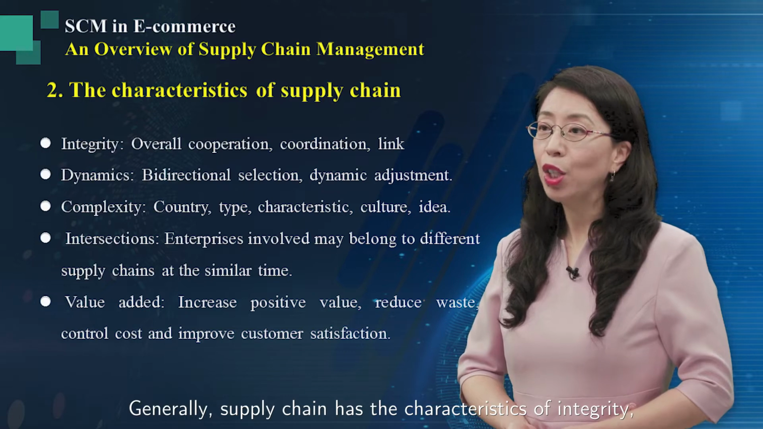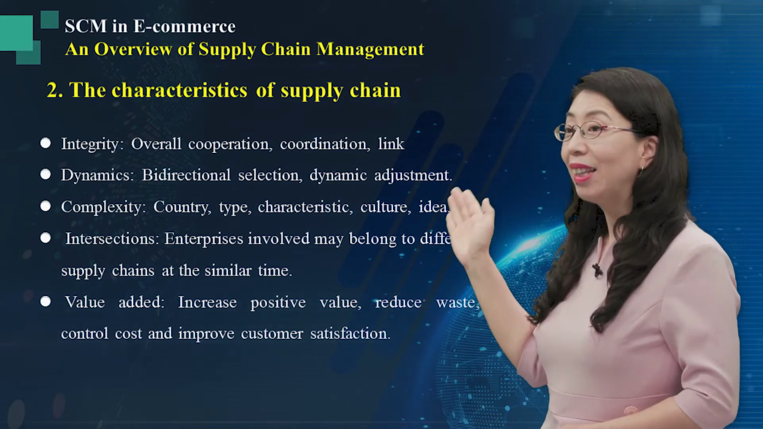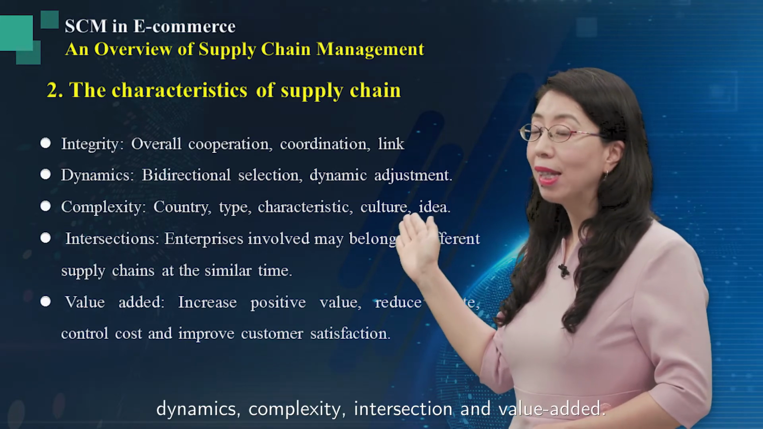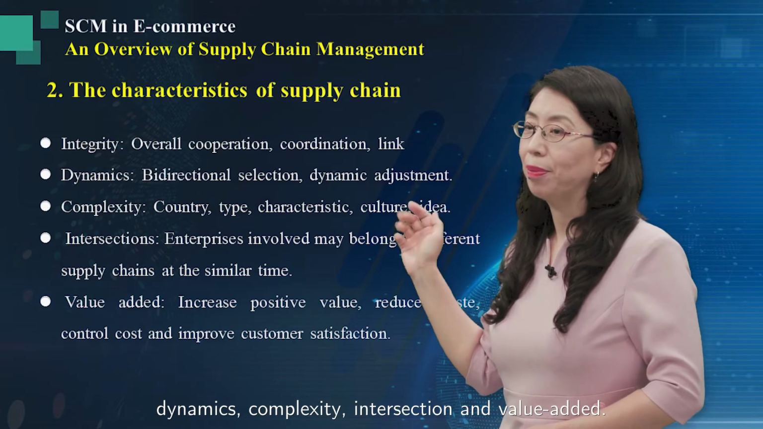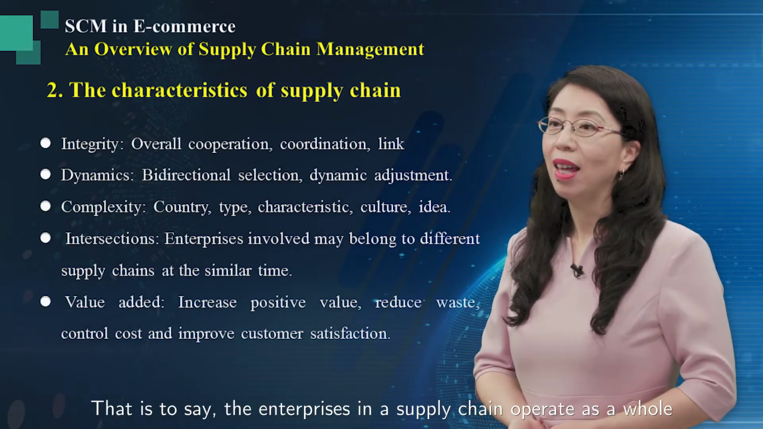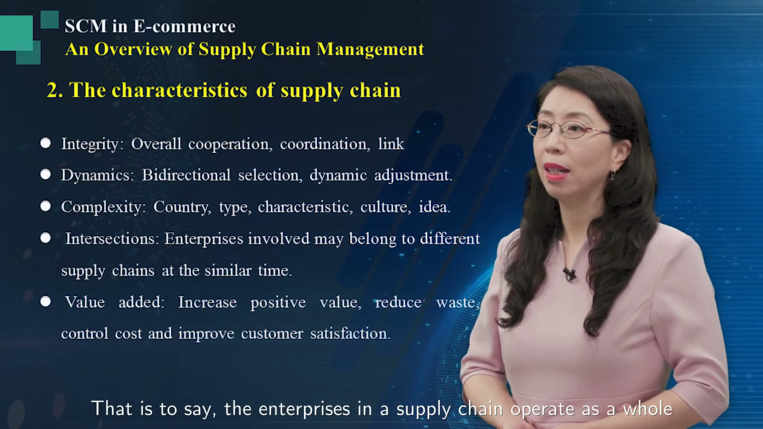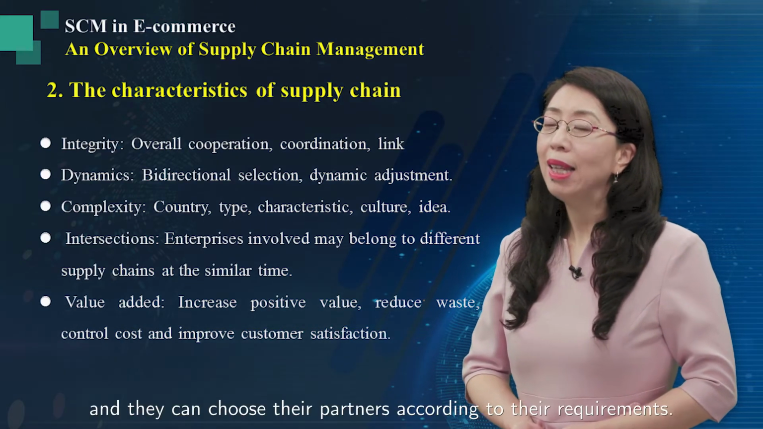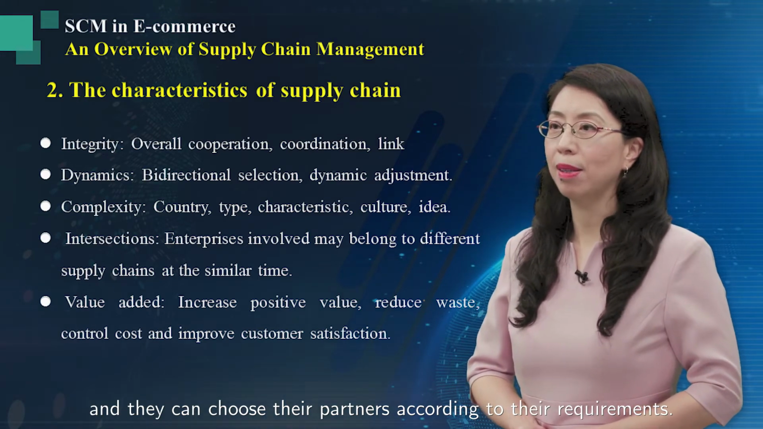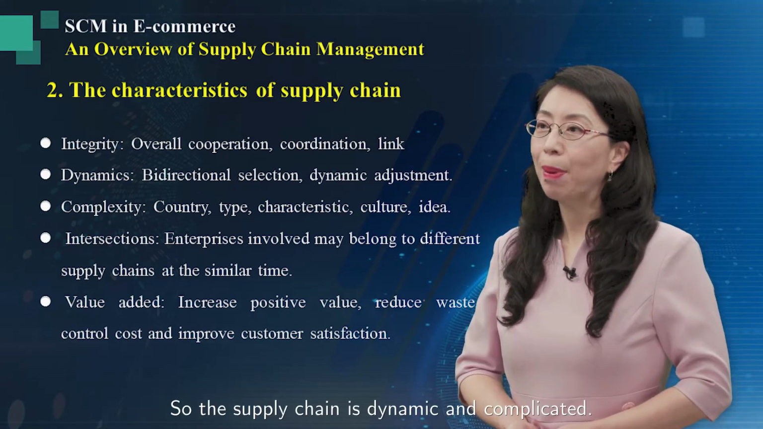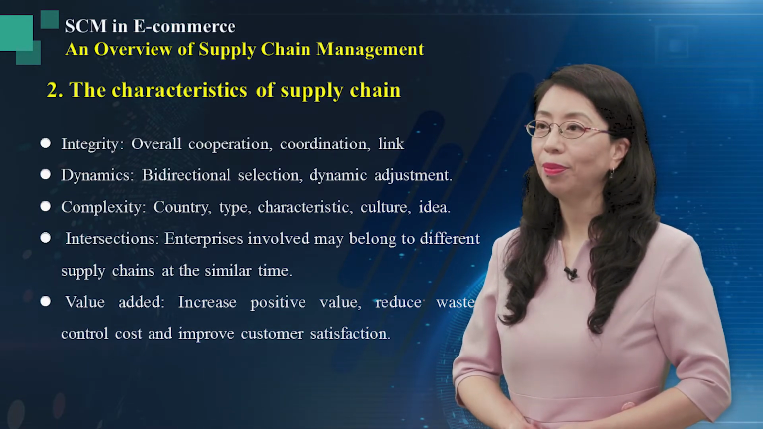Generally, supply chain has the characteristics of integrity, dynamic, complexity, intersection, and value added. That is to say, the enterprises in a supply chain operate as a whole, and they can choose their partners according to their requirements. So the supply chain is dynamic and complicated.